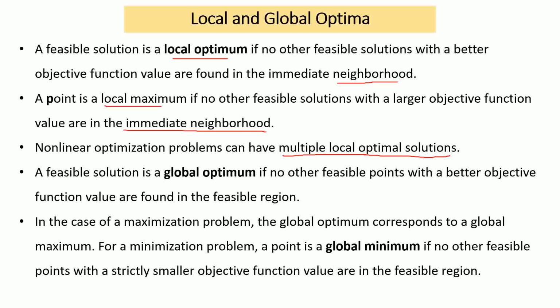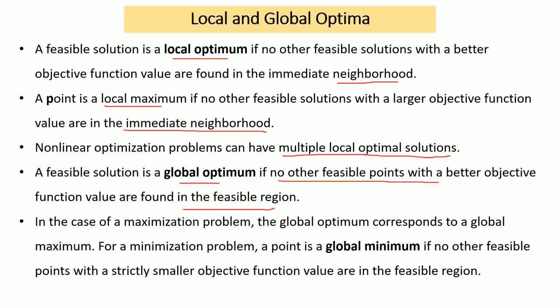A feasible solution is globally optimal if no other feasible solution with a better objective function value is found in the feasible region. So if there is no other value which can make a better optimal solution, we call this the global optimum. The global optimum is the one which has the maximum objective function in the case of maximization, and which has the minimum objective function in the case of minimization.